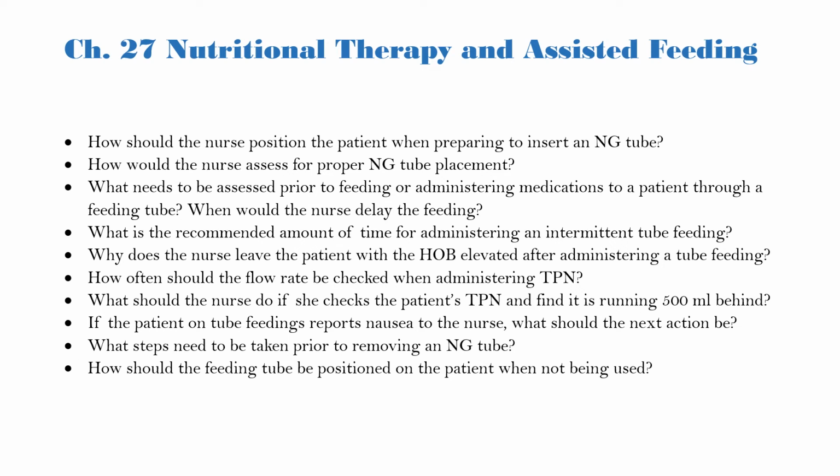What should the nurse do if she checks the patient's TPN and finds it running 500 mLs behind? That's on page 512. It's going to be in the bolded text. Never attempt to catch up if the rate has slowed. The rapid infusion of glucose can be harmful to the patient. Instead, you would document that discrepancy and immediately report it to the charge RN and the doctor. They will give instructions on what to do next.